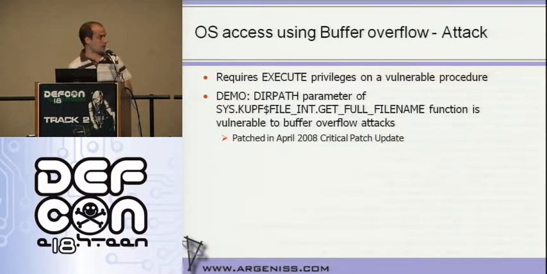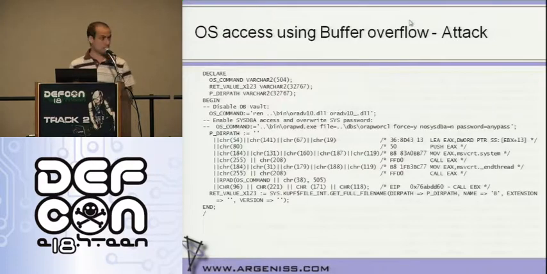Well, let's see now an example how we can get operating system access and disable the database vault with a buffer overflow attack. This buffer overflow is in a store procedure, so we need execute permissions on a vulnerable store procedure. Well, this is the exploit. I won't enter much into detail. The vulnerable parameter is the dir path parameter.